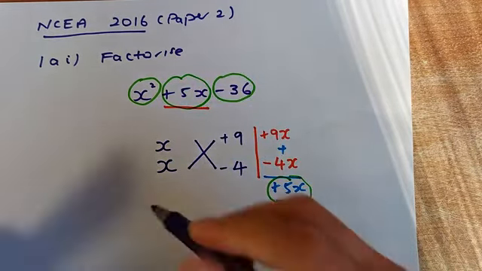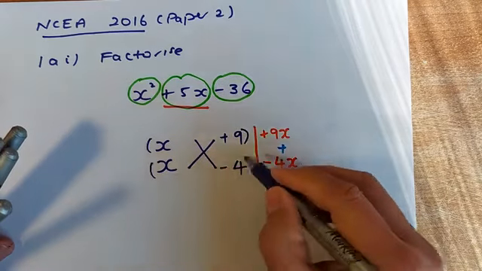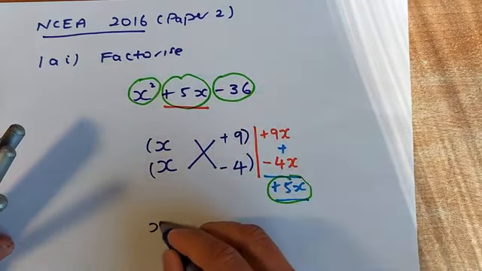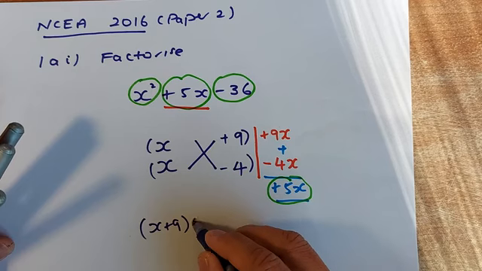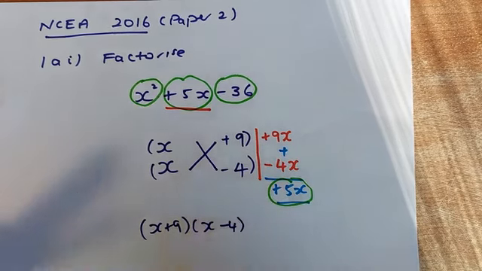And then you just put a bracket on it. And then you're going to write the answer out. X plus 9 bracket x minus 4. And that is how you factorize using the trial and error method.